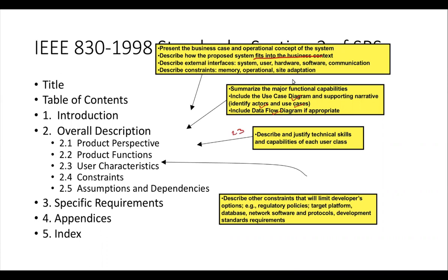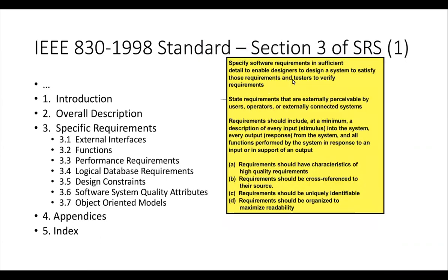In addition, for 2.4, we have information about constraints that will limit the developer's options at the next stage, including regulatory policies, target platforms, maybe databases, network software protocols, and developer standard requirements.